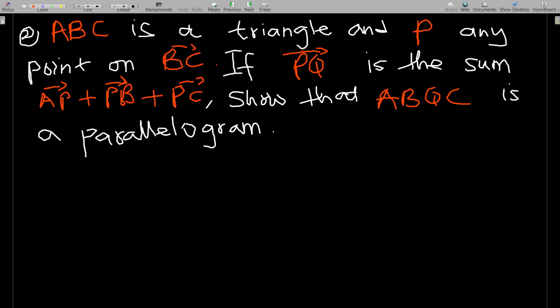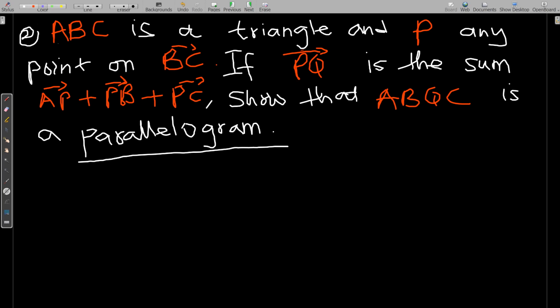We have our next question here, which is: ABC is a triangle, and P is any point on BC. If PQ is the sum AP plus PB plus PC, show that ABQC is a parallelogram. When you want to show that something is a parallelogram, you first have to know some properties of this figure. So first of all, let's try and draw something out.